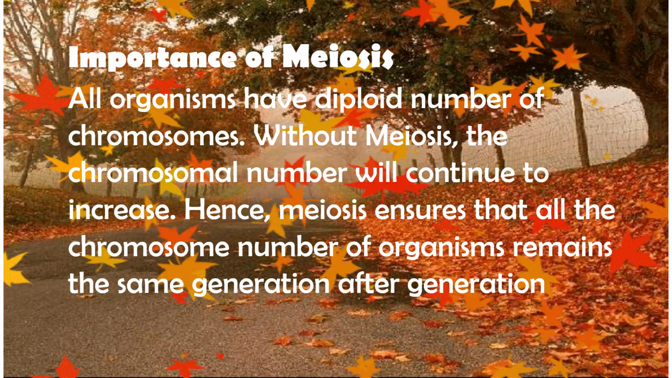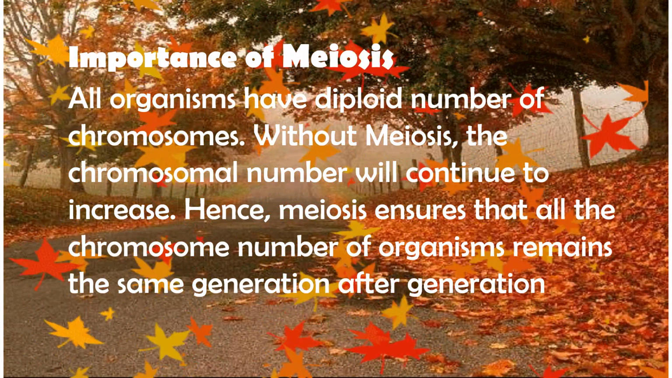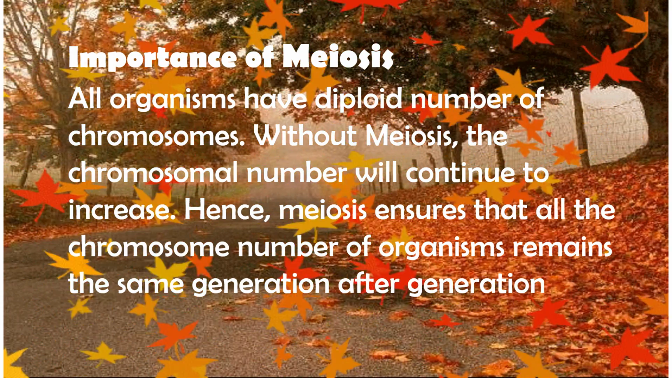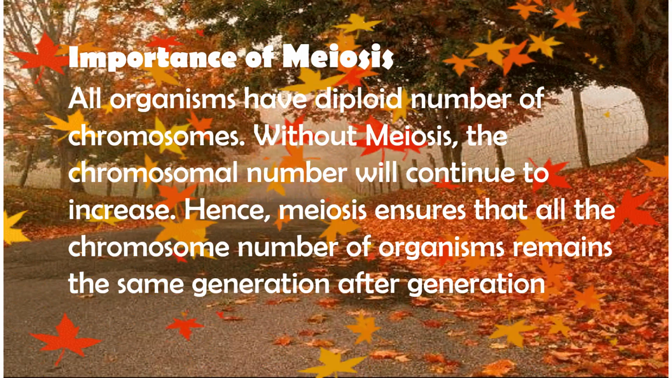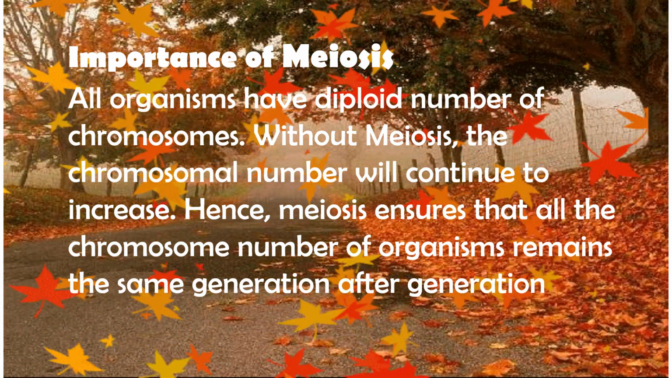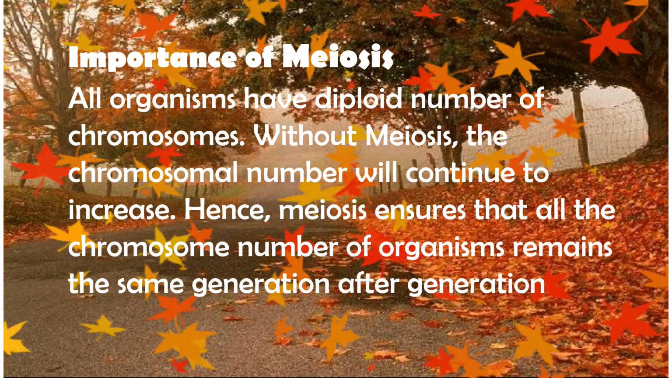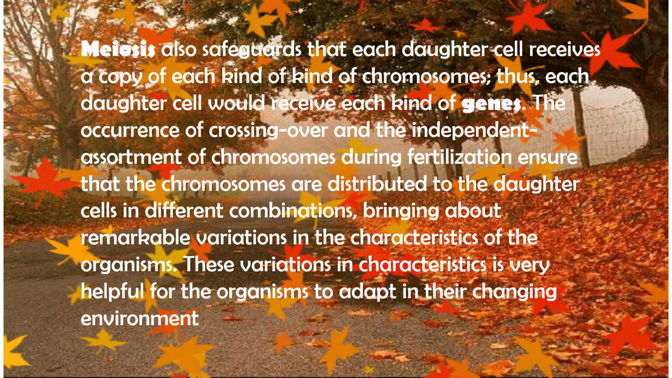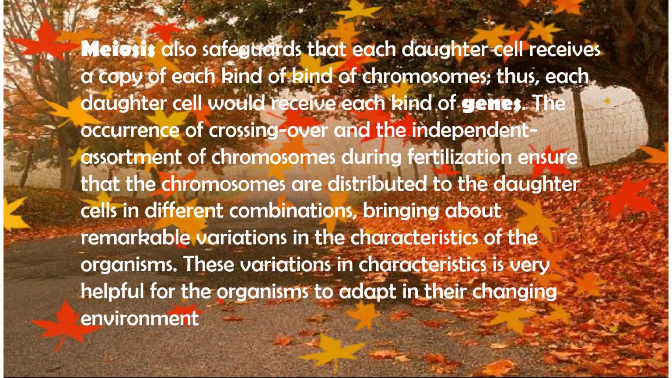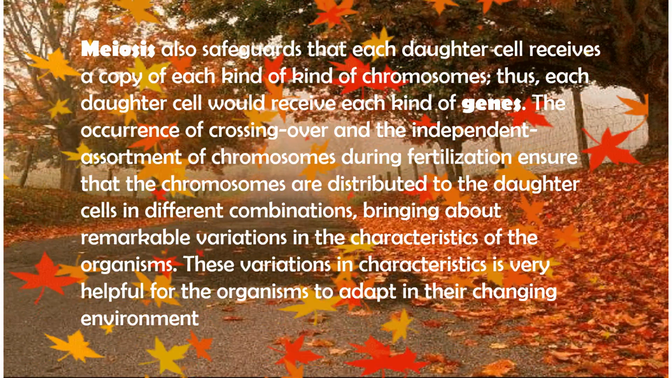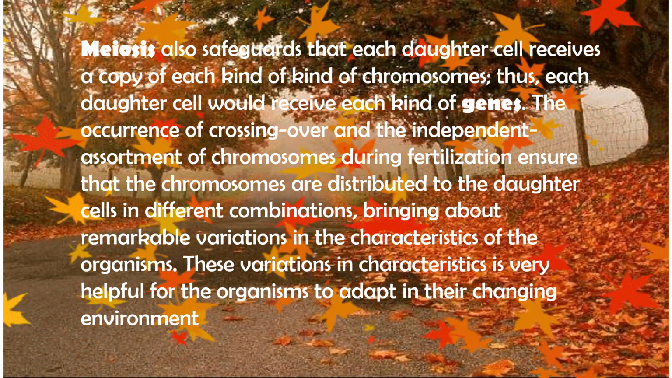Okay, what is the importance of meiosis? All organisms have a diploid number of chromosomes. Without meiosis, the chromosome number will continue to increase. Hence, meiosis ensures that the chromosome number of organisms remains the same generation after generation. Meiosis also safeguards that each daughter cell receives a copy of each kind of chromosome. Thus, each daughter cell would receive each kind of gene.